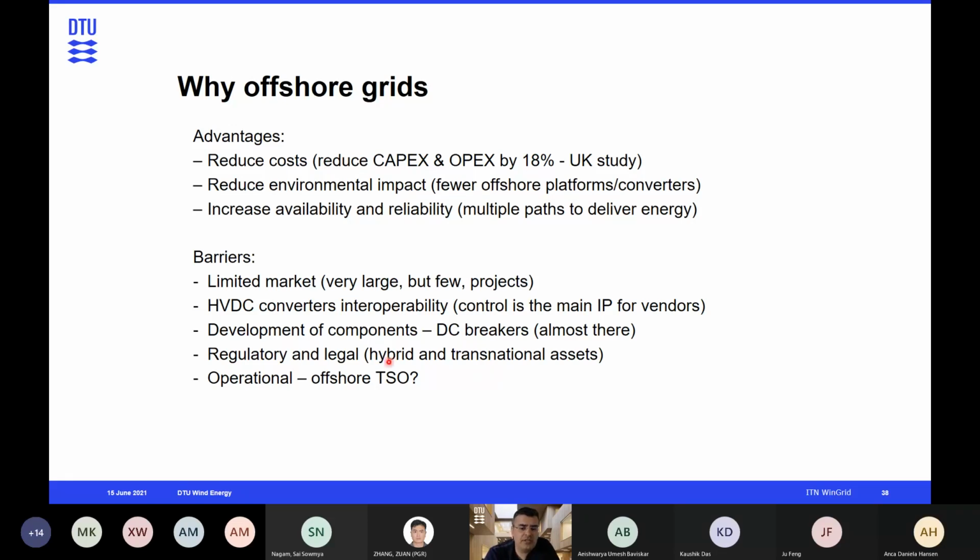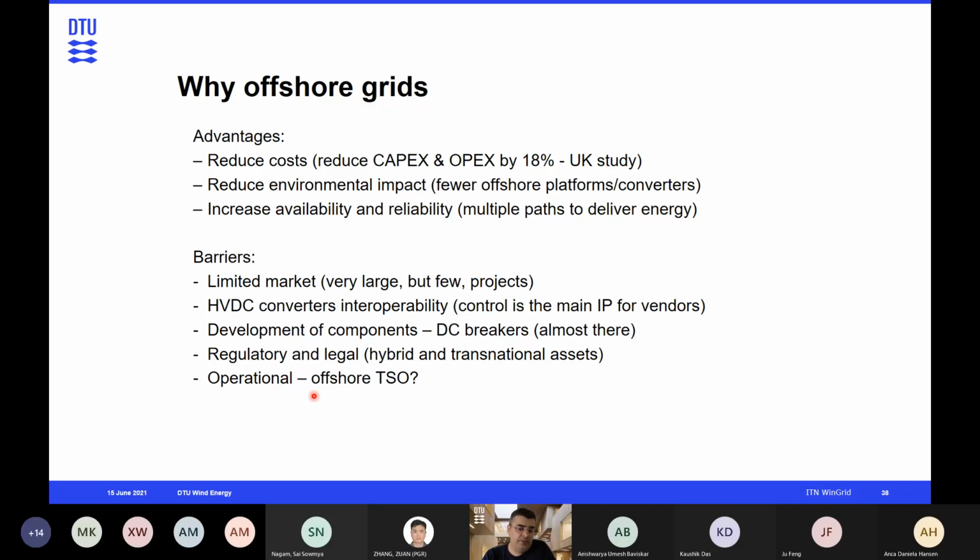And then, of course, parts that are less technical, but very, very important when we talk about regulatory and legal, because as you see, we have hybrid and transnational assets, which is not... The current rules, I think, basically say that each asset belongs to a country, while now we will have assets that are connecting and in a way belonging to more systems.